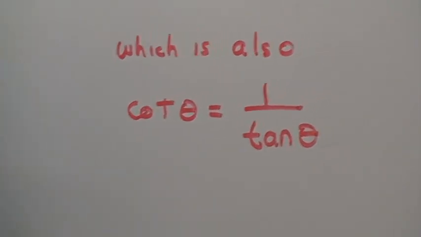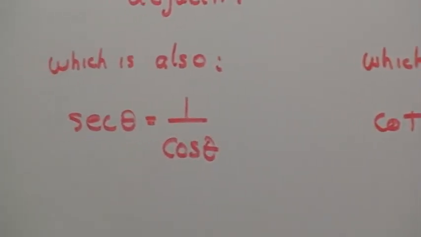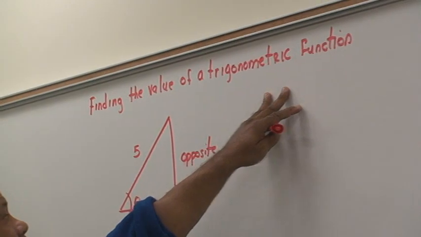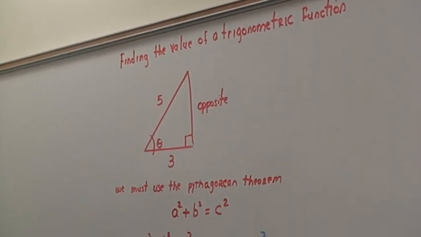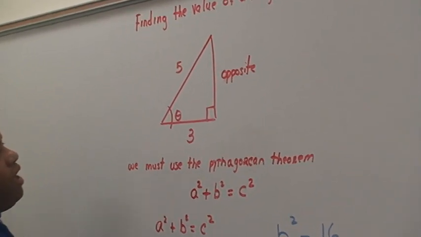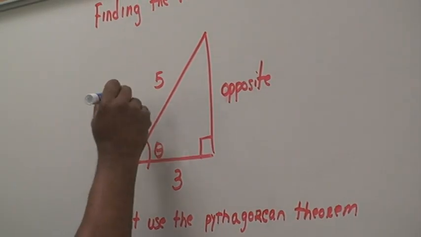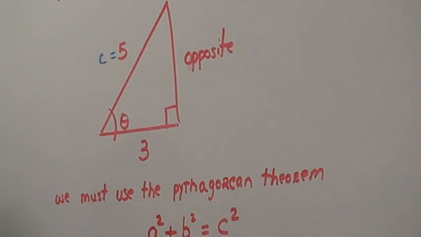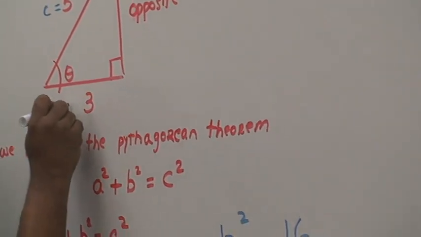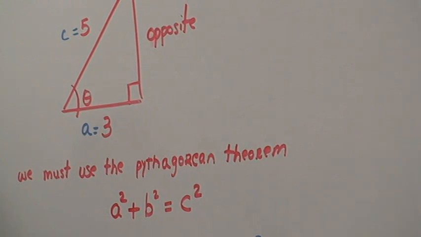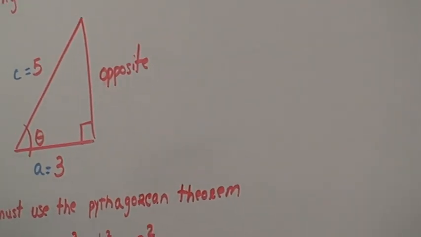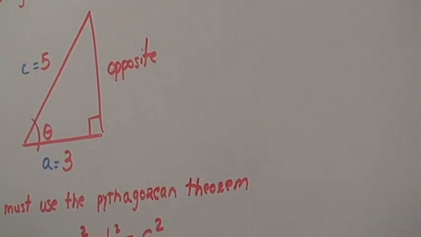Now, let's do a problem. We want to find the value of a trigonometric function for the triangle displayed here. We have C, the hypotenuse, equal to 5, and A, the adjacent side, equal to 3. And the opposite side, B, is unknown. We don't know what that side is.